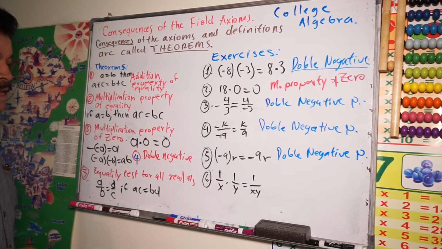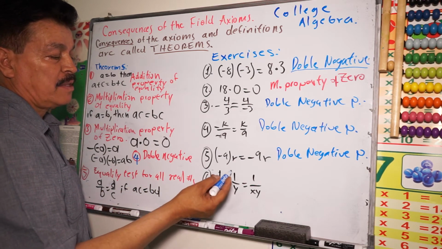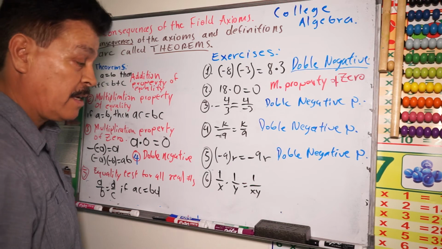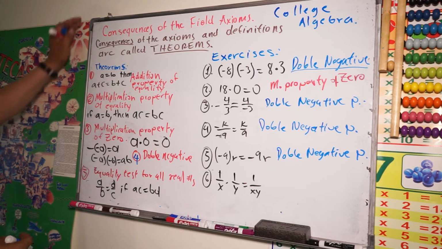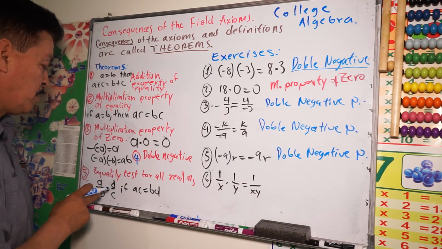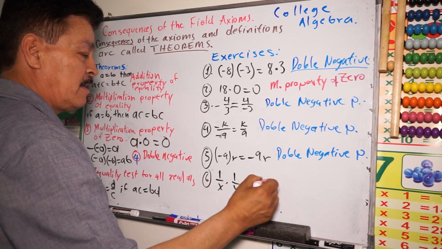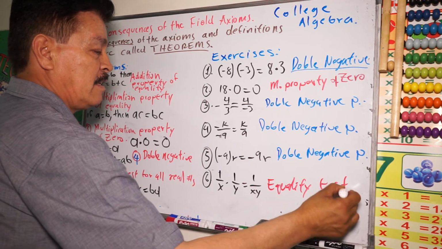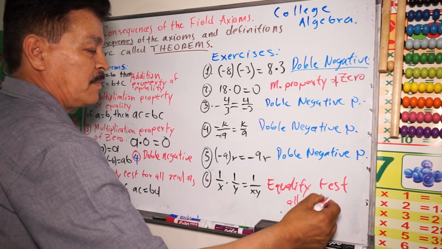The last one: 1 divided by x times 1 divided by y equals 1 divided by x times y. Which property are you talking about? You see number 5, the equality test for all real numbers. The equality test for all real numbers is this property. So the last one is the equality test for all real numbers.